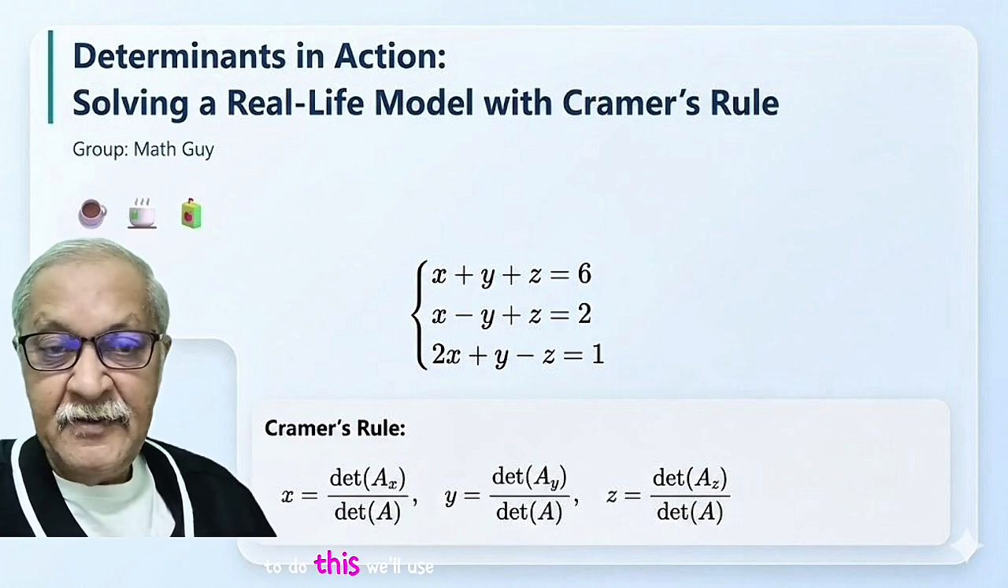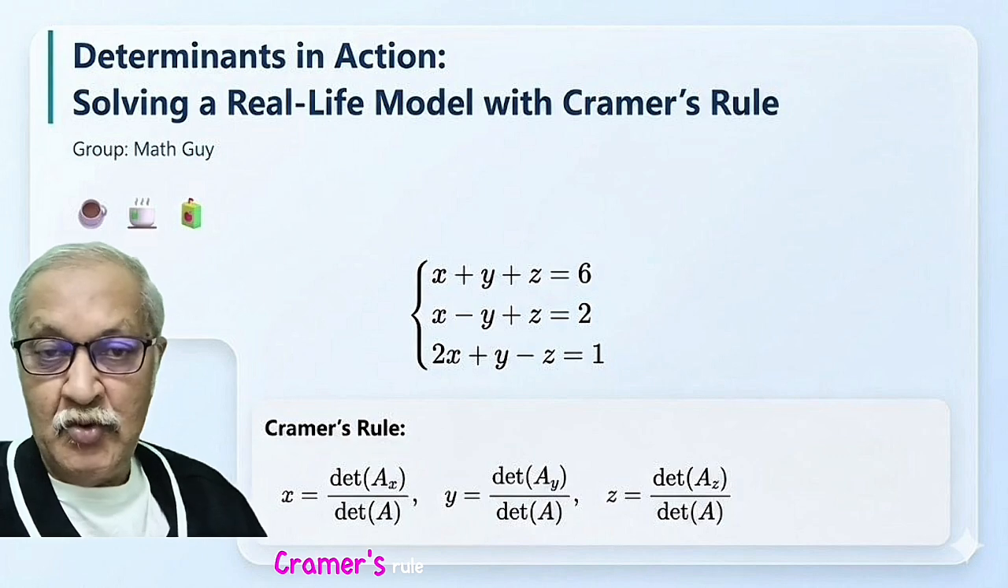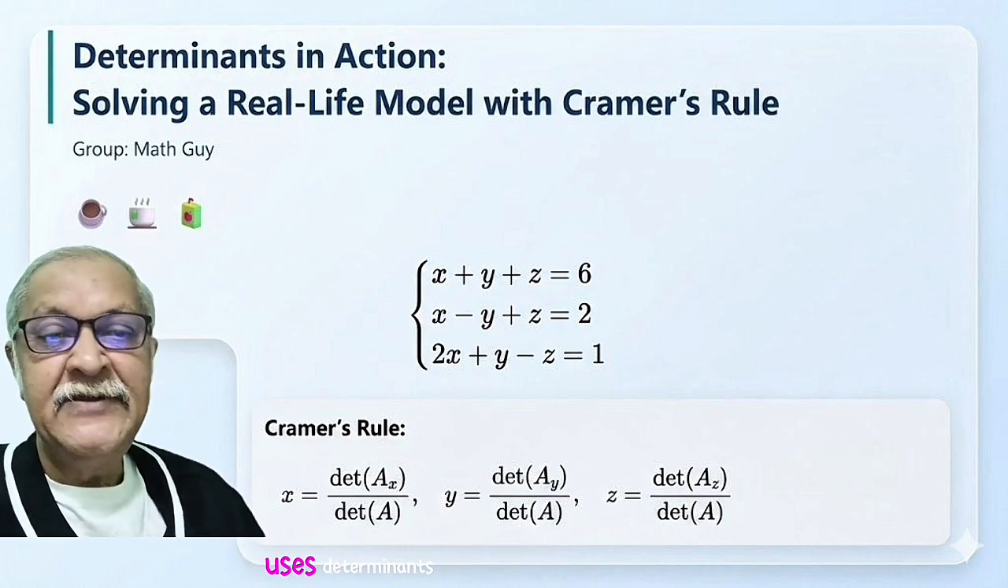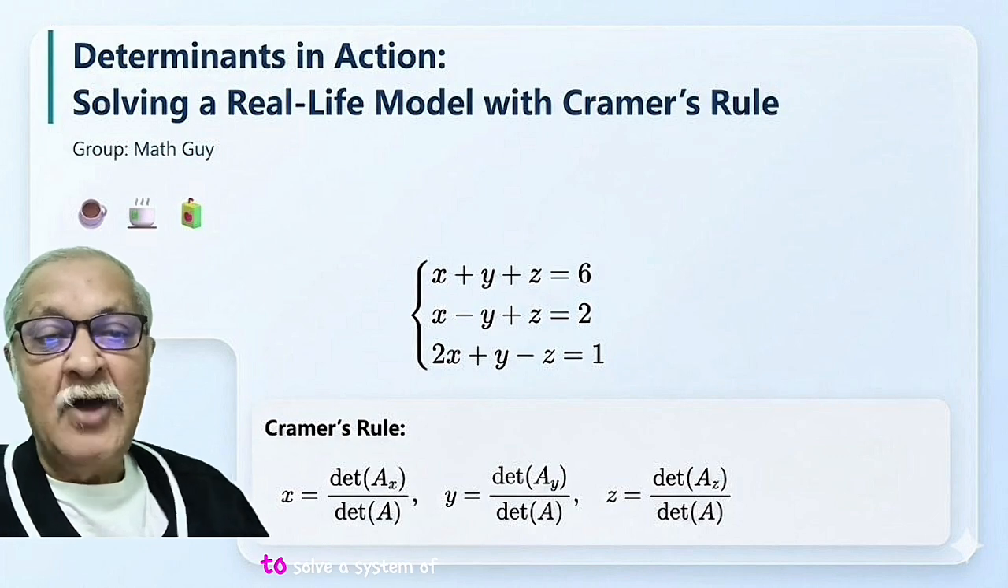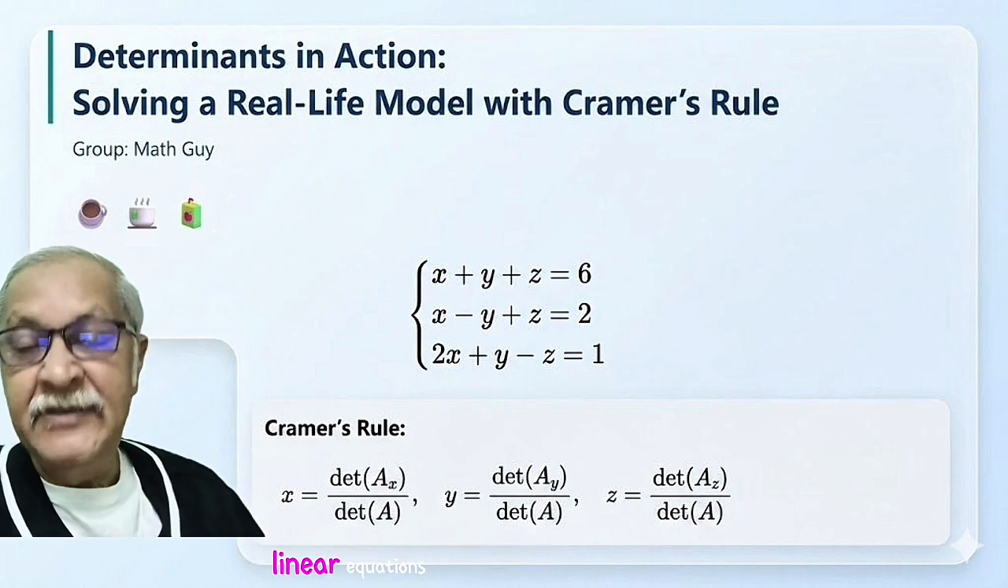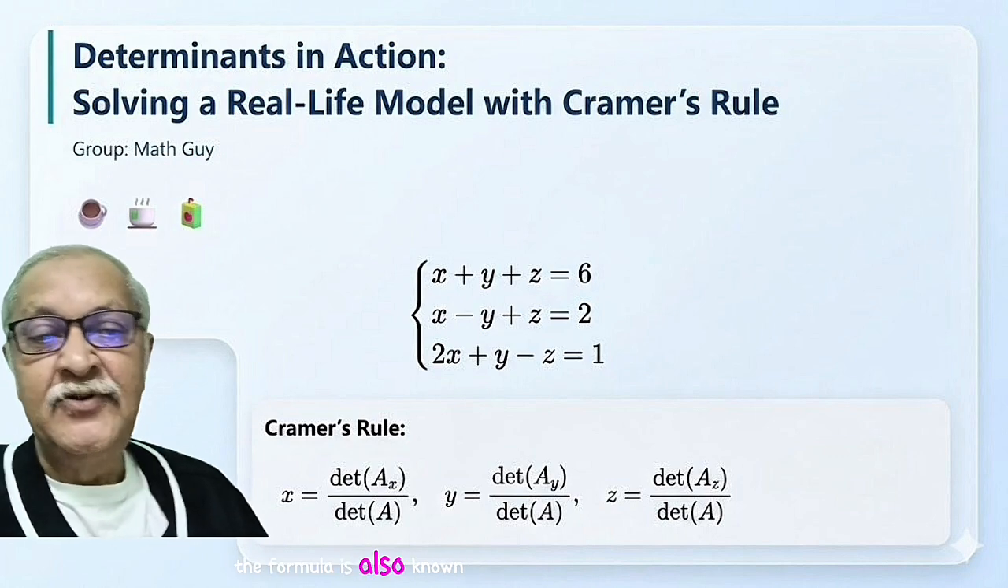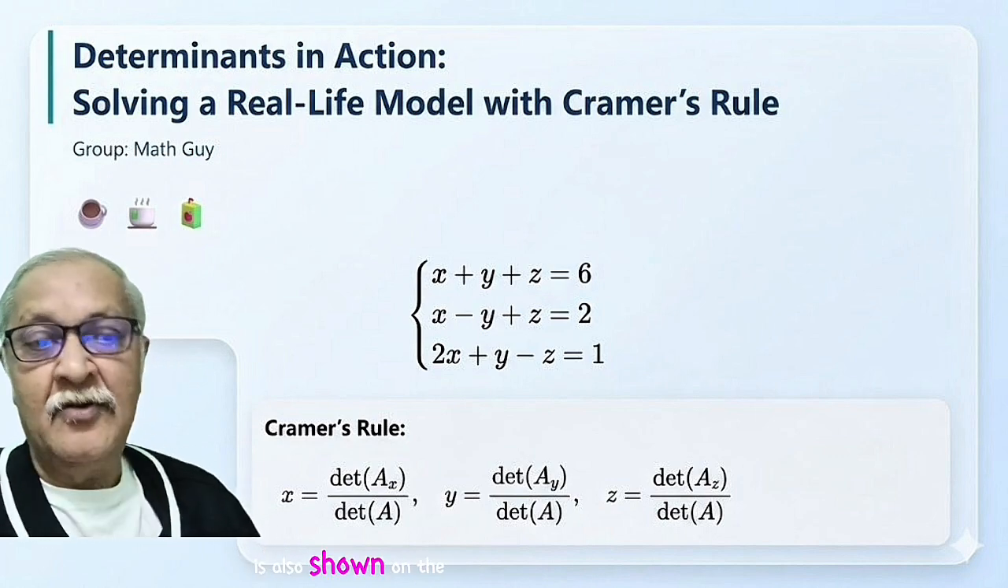To do this, we'll use Cramer's rule, which is a method that uses determinants to solve a system of linear equations. The formula is also shown on the screen.